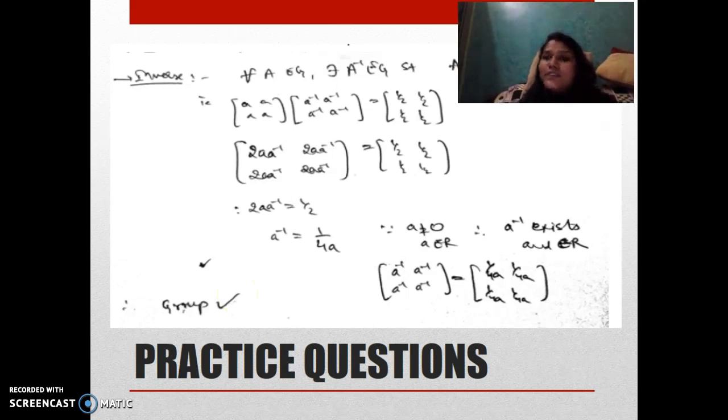The question for you is to see if it is commutative or not. Okay, please reply in the comment box and tell me if it is commutative or not, and we'll continue from the questions ahead in the next class.